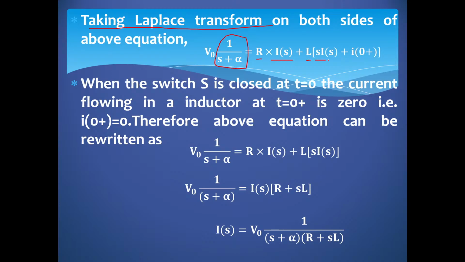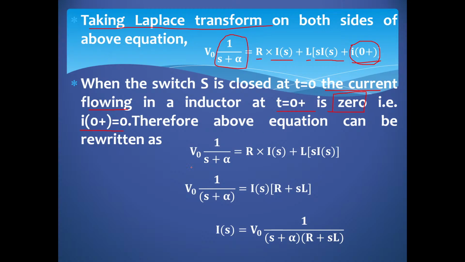So L into s I of s plus the current in the circuit as soon as the switch is closed, that is the initial current, I of 0 plus. I have already told you in the theory that as soon as the switch is closed, current cannot flow immediately in the inductor. Therefore, at t equal to 0 plus, current in the inductor is 0. So I of 0 plus is 0.